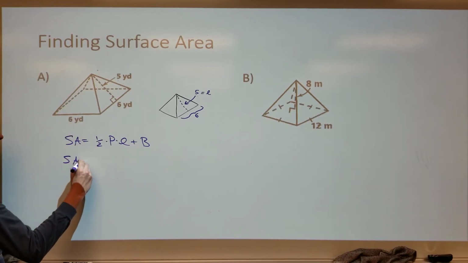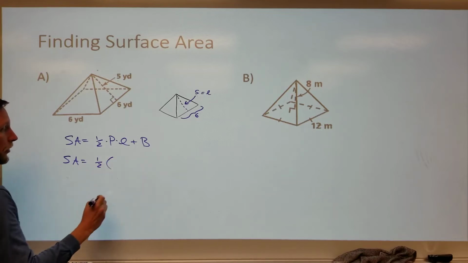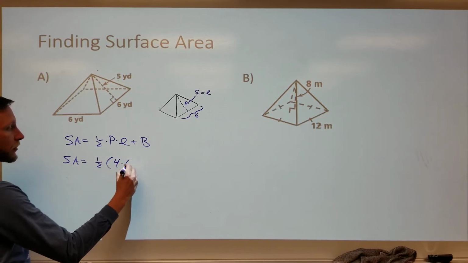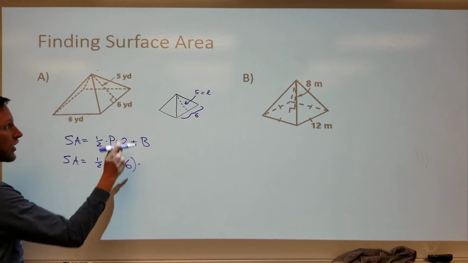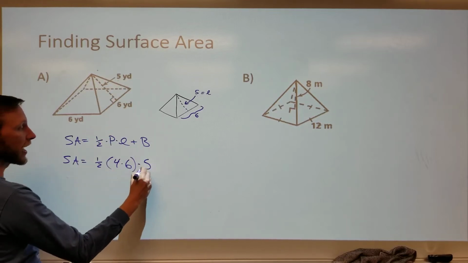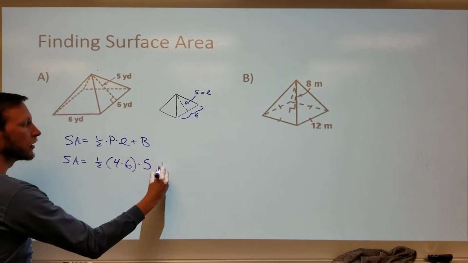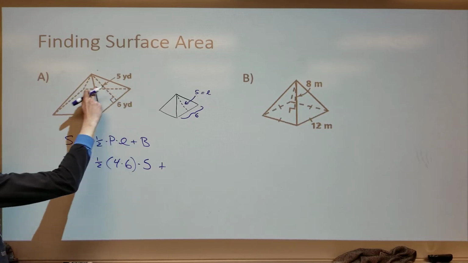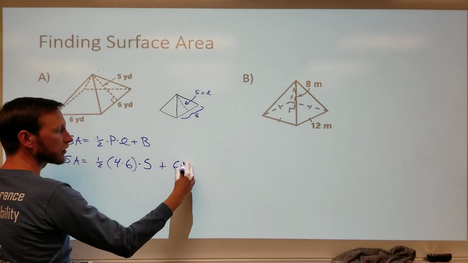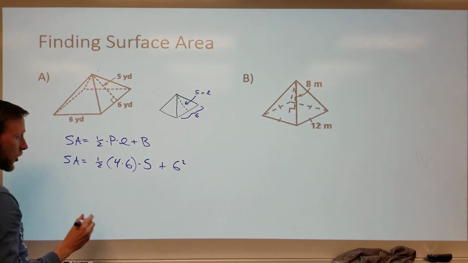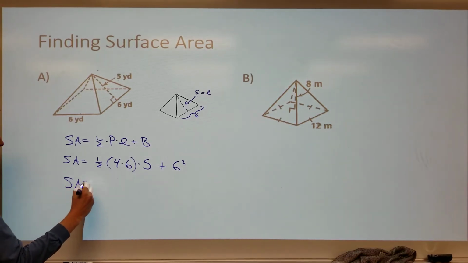In this case, we'll have 1/2 times the perimeter, which is 4 sides times 6 yards each. The slant height they gave us here is 5. It was very nice of them to give us that. And then the area of our base is a square. It's 6 by 6, so you can do 6 times 6 or just 6 squared, whichever way you want to do that.